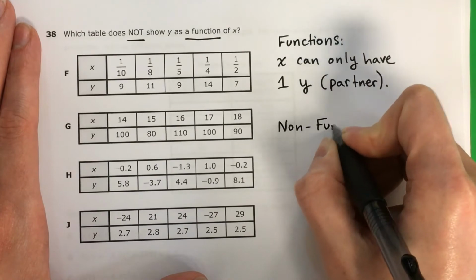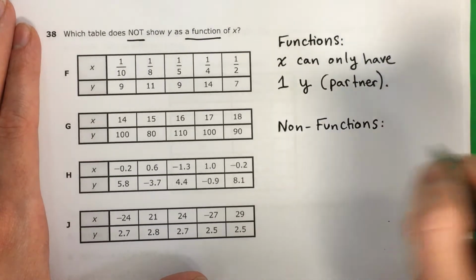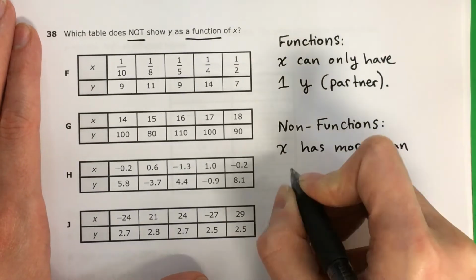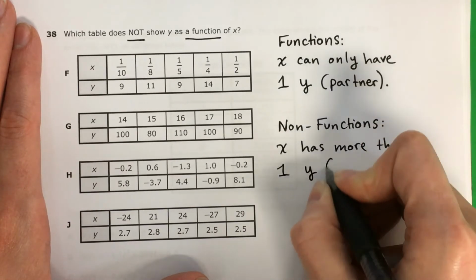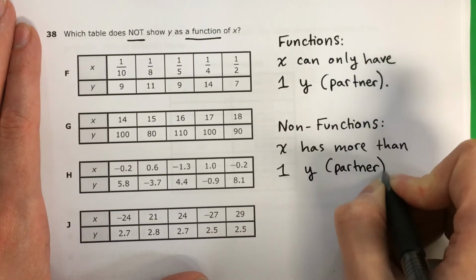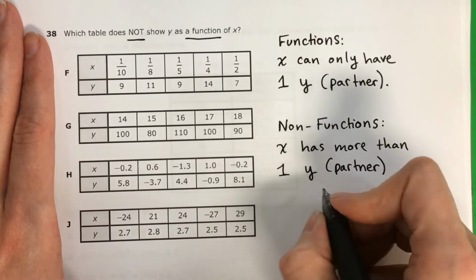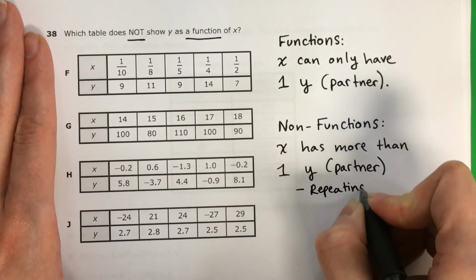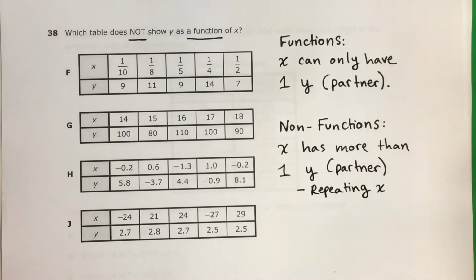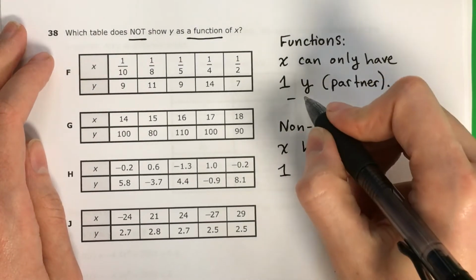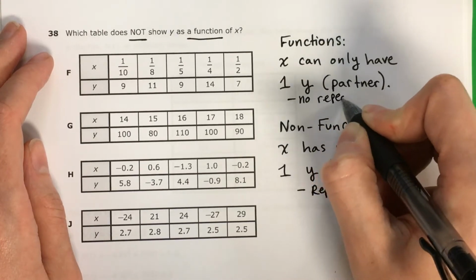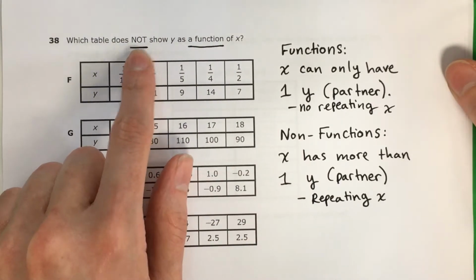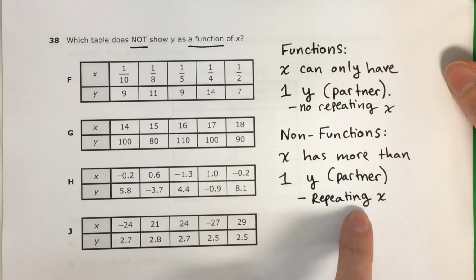Non-functions, x has more than one y or partner. Okay, and basically how you can tell, a big clue is a repeating x. So no repeating x would be a function. Okay, so we want not a function, so that's a non-function. We need to find a repeating x.